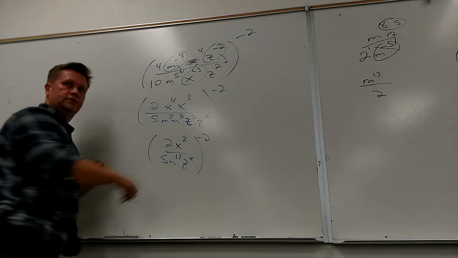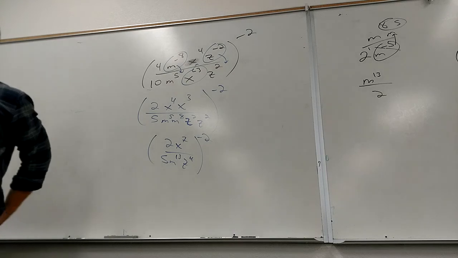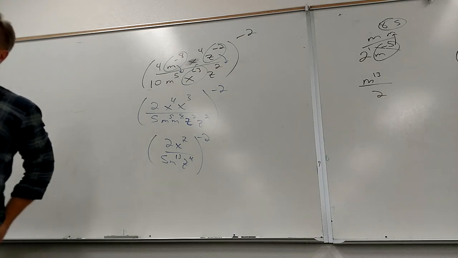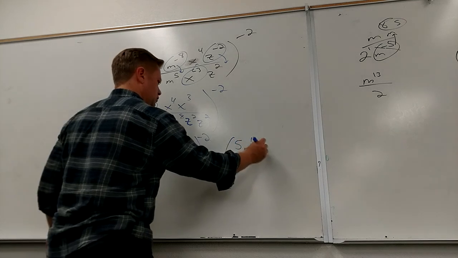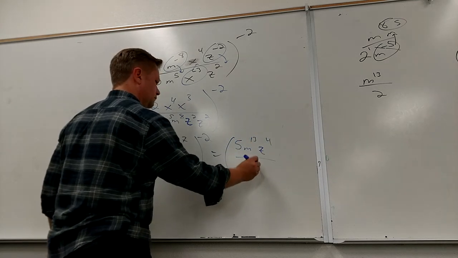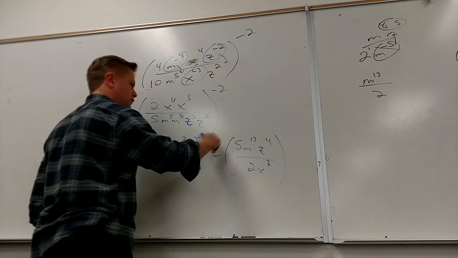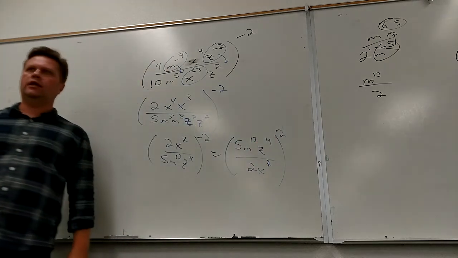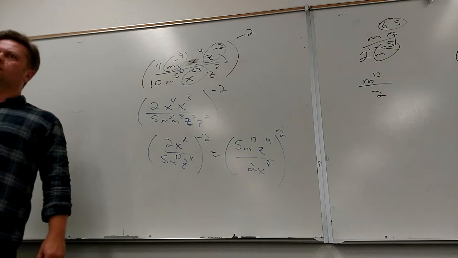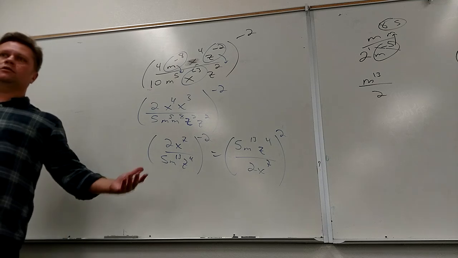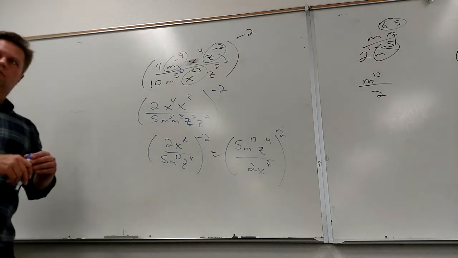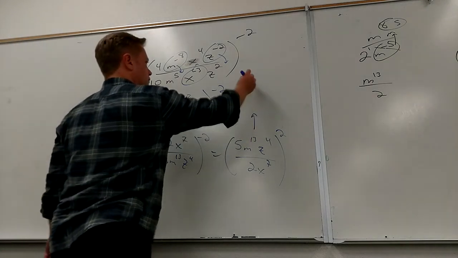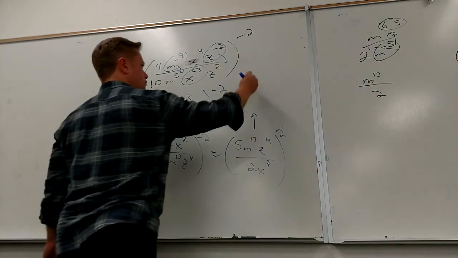Now what 2 things does that outside power tell me to do? Flip it. So I do that first. Just straight up flip everything. And I still have to square. Just square everything, right? So finally that becomes 5 squared, 25.